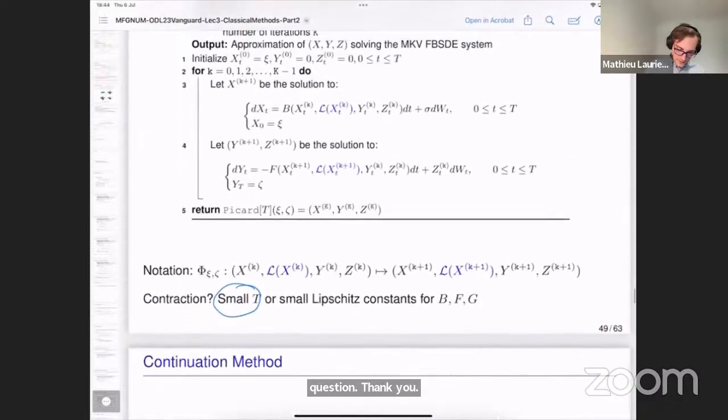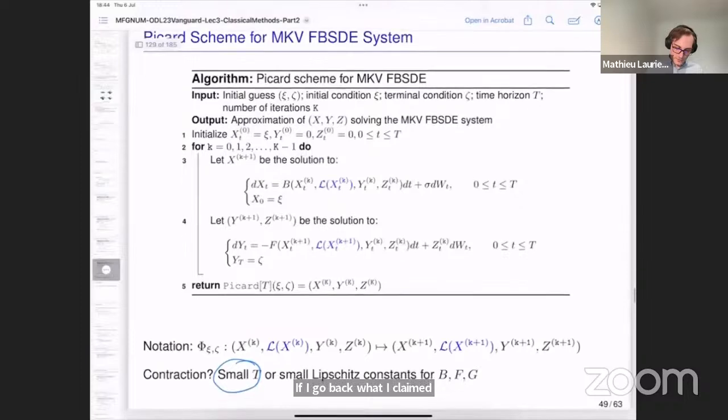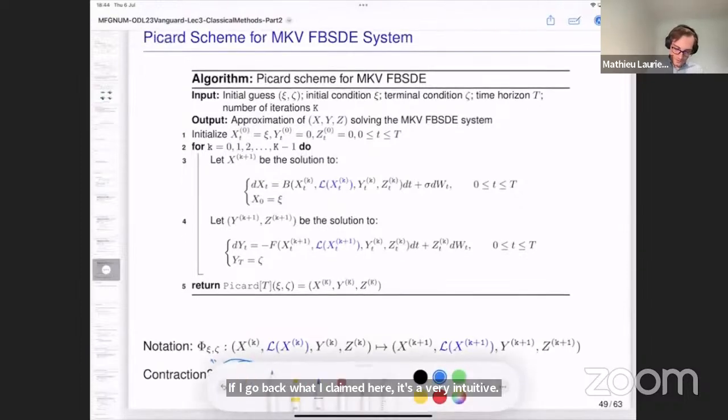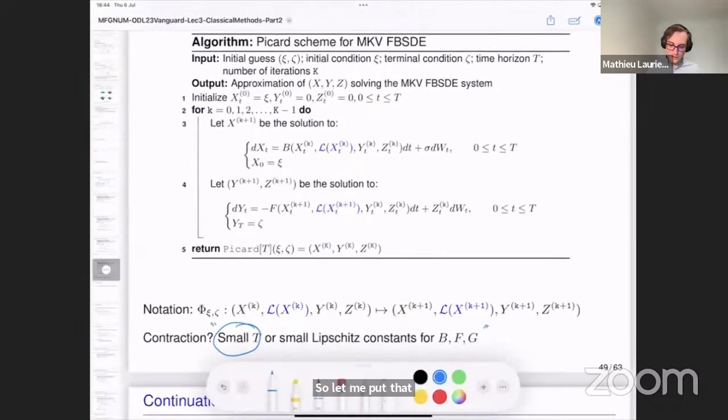If I go back to what I claimed here, it's very intuitive. So let me put that between quotes. But I think I gave one intuitive explanation yesterday. The idea is basically if the time is very, very small, the solution does not have time to change too much somehow. So not much is going to happen. And then you typically have a strict contraction.